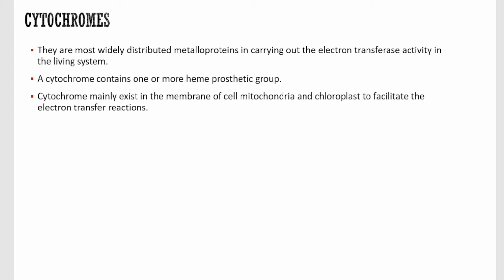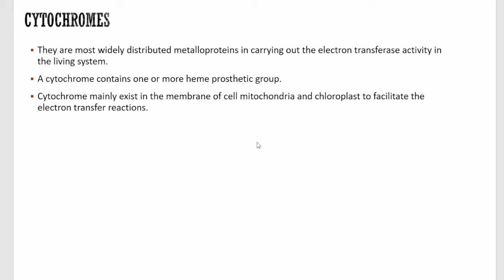So these cytochromes are the most widely distributed metalloproteins. They carry out one electron transfer activity in all living systems. And what is the main group here in the structure of cytochrome? It has a heme group. As you studied, there is a heme group in hemoglobin and myoglobin. We studied its structure also. In the same way here also in cytochrome, the main structural backbone is a heme group. It can have one or more heme prosthetic groups.